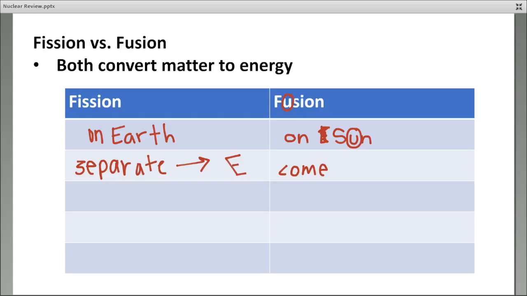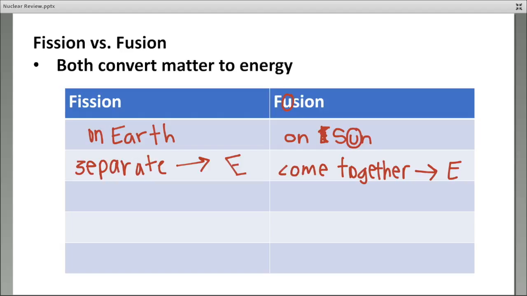Traditionally, like on the sun, fusion actually does produce more energy than fission. It's just that naturally occurring fusion will produce more energy than naturally occurring fission. It's just that we can't get fusion to happen on Earth very well.